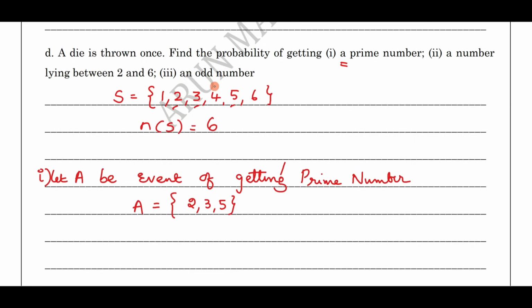What is a prime number? Any number which is divisible only by 1 and itself. 2, 3, 5. Therefore, n of A is what? How many possibilities are there? Three possibilities are there. Therefore, the probability of event A is n of A by n of S. What you get is 3 by 6. Therefore, the answer will be 3 by 6 or 1 by 2.